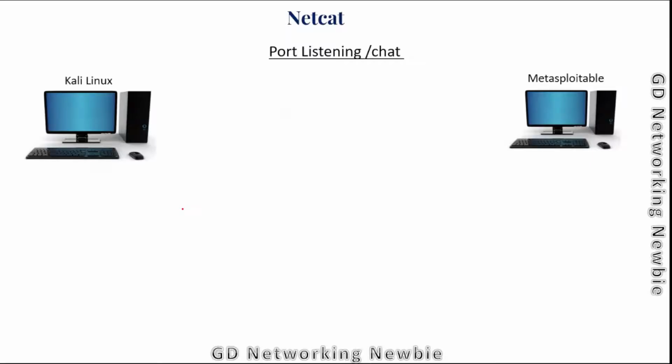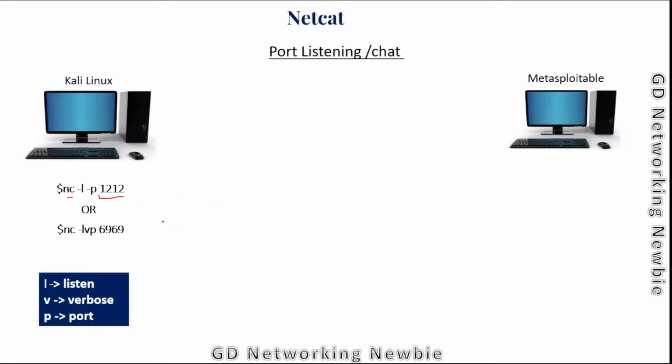Third activity, we are going to configure the port listening feature of Netcat. Here we can configure these two machines using Netcat so they can start communicating with each other, like a chat server. For this, I have again two machines, Kali Linux and Metasploitable. On the Kali Linux machine, I will use this command, nc -l -p and the port number. The L stands for listen, so I'm making this machine ready to listen on this particular port.